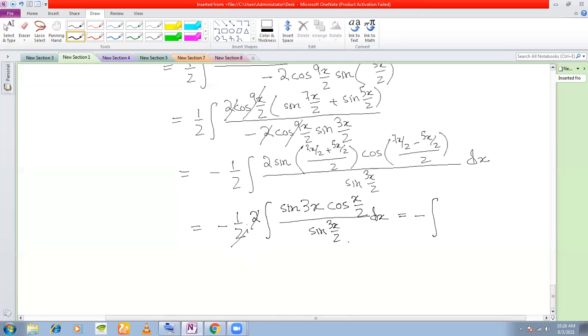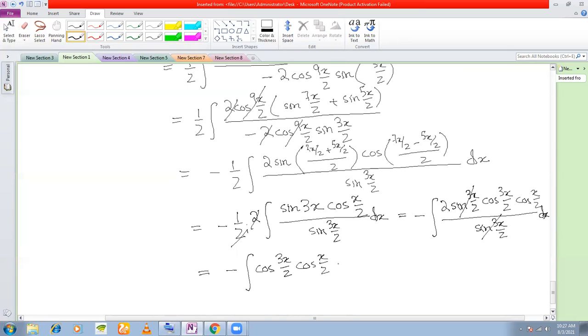Now sine 3x, and you see sine 3x by 2 in the denominator. So you will change this, from submultiple angle, sine 3x can be written as 2 sine 3x by 2 cos 3x by 2. And this cos x by 2 we are going to write as it is, divided by sine 3x by 2 dx. So this and this will again cancel. So ultimately you will get here minus integral cos 3x by 2 cos x by 2 dx.